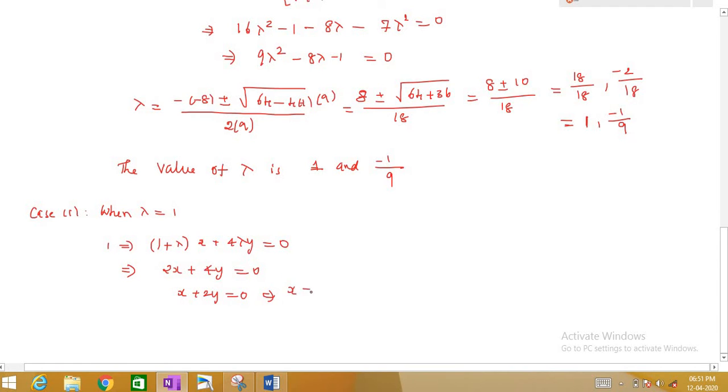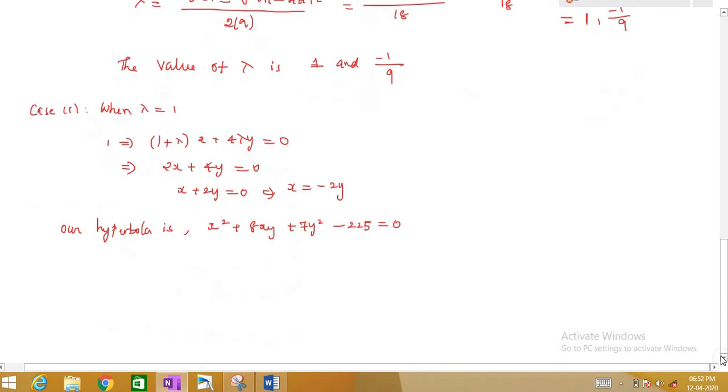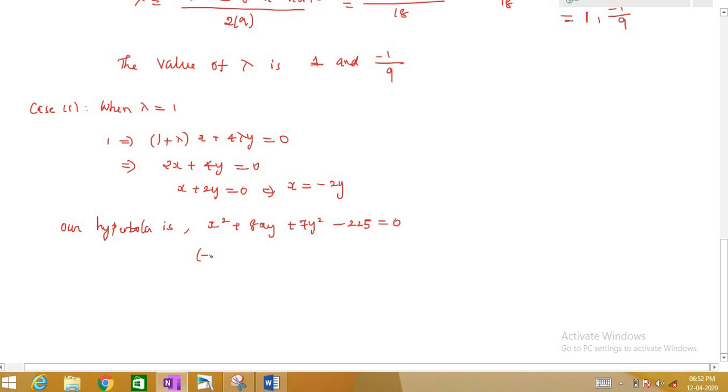So this means x is equal to minus 2y, right? So this is the value of x and y. When I substitute x is equal to minus 2y, our hyperbola, the given hyperbola, is x square plus 8xy plus 7y square minus 225 is equal to 0. So when I substitute x is equal to minus 2y here, we will have (minus 2y) whole square plus 8 into minus 2y into y plus 7y square minus 225 equal to 0.